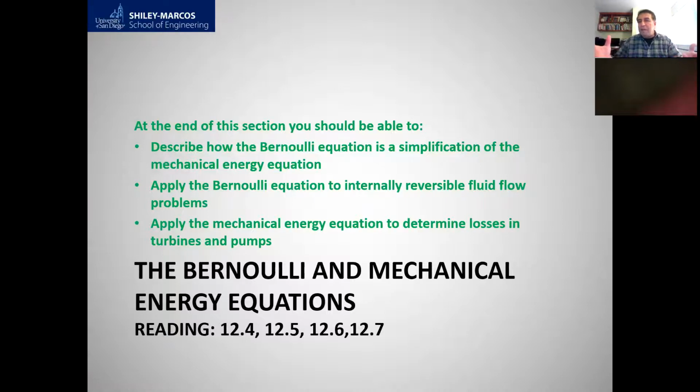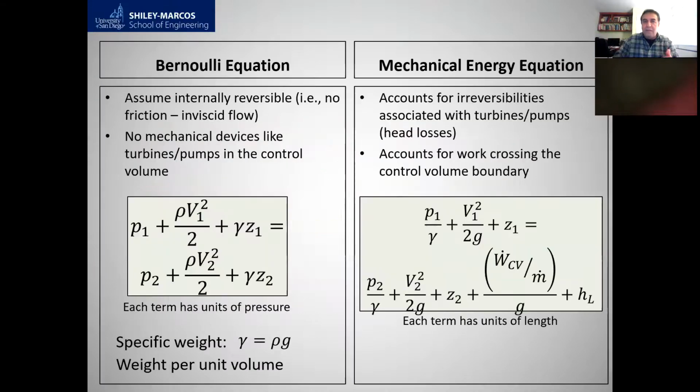Okay, sometimes in the Bernoulli equation, we just remove the term for the turbine and pump because it may not be included in the system. Okay, we're dealing with the system. All right, so the Bernoulli equation assumes internally reversible, which means no friction, inviscid flow, and no mechanical devices like turbines and pumps in the control volume. So, okay, this is the beautiful general form of Bernoulli.